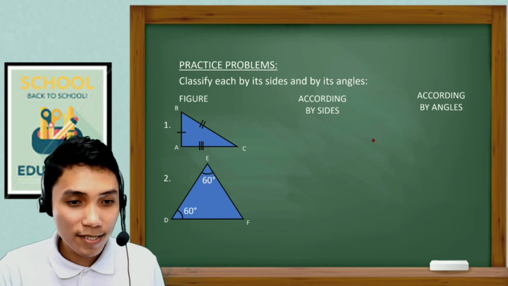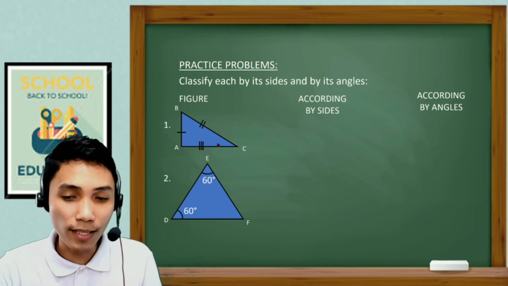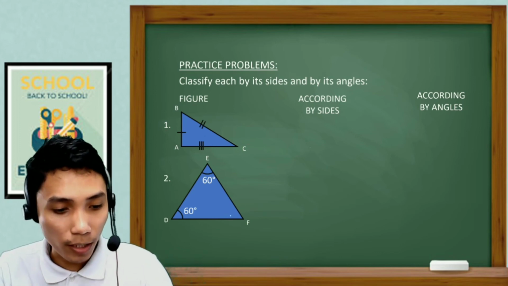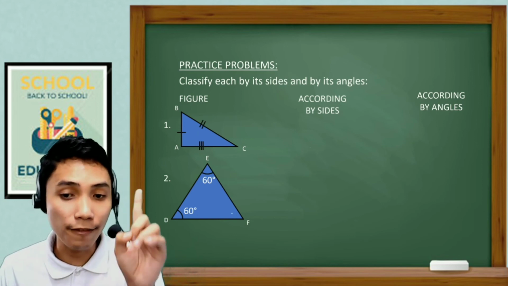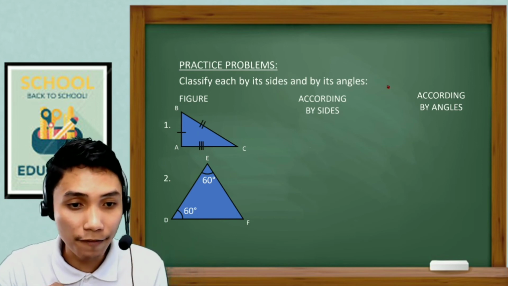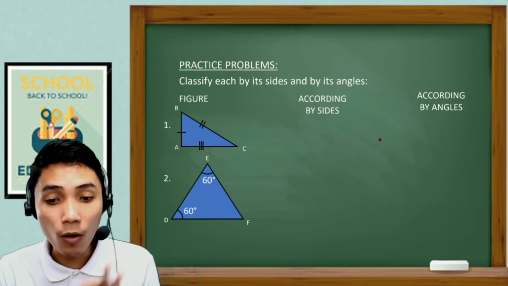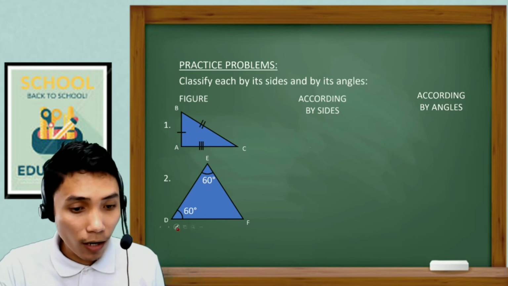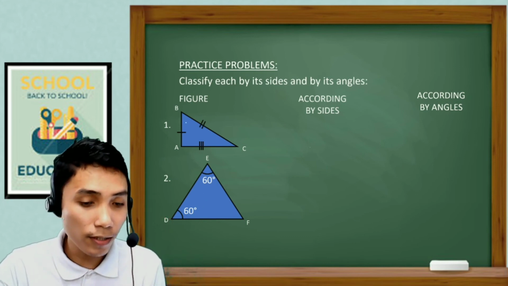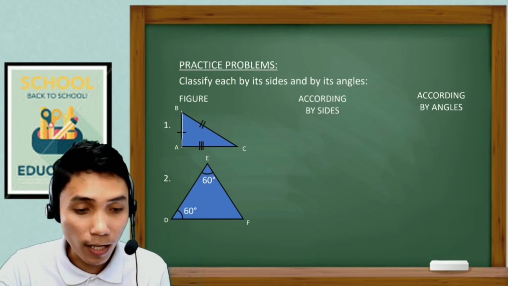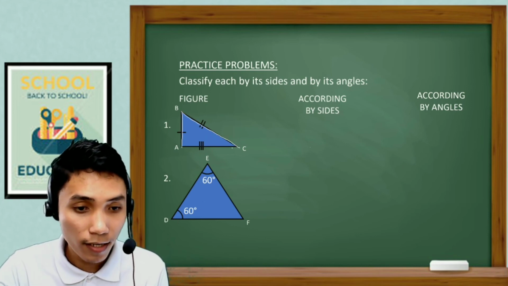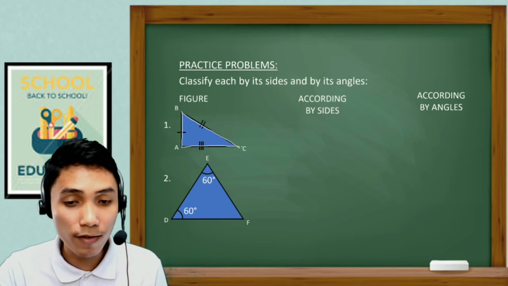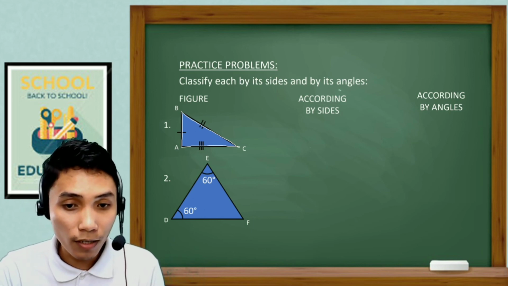Okay, so class, time's up. Okay, so let's answer the problem. Okay, so number one, we have here the figure. Okay, so let's classify according to sides. Now look at the picture. We have here line AB and line AC. So they are not equal. Same as the line AC. So they are not equal.